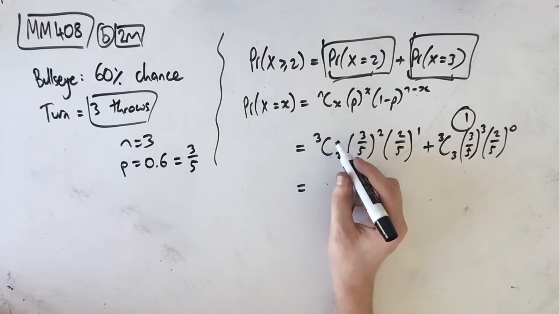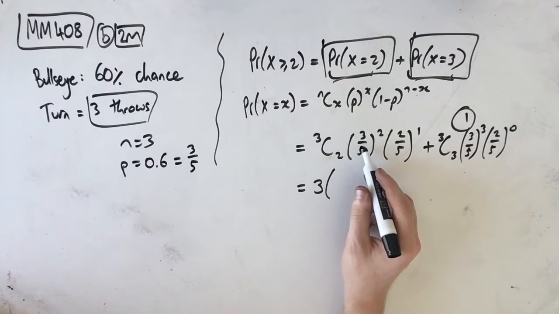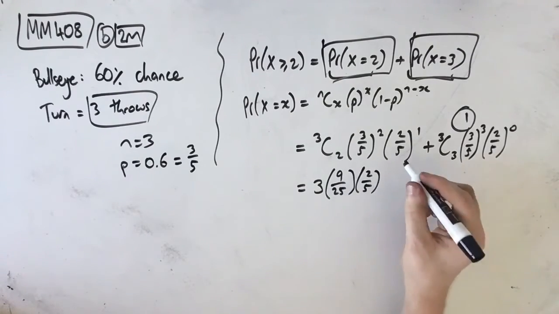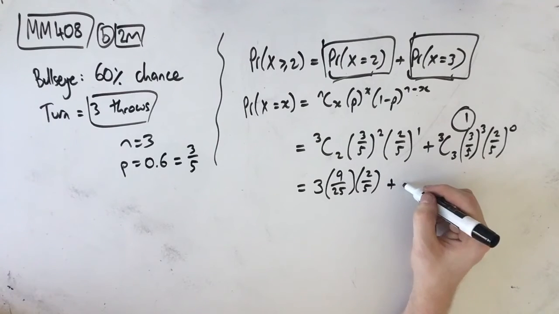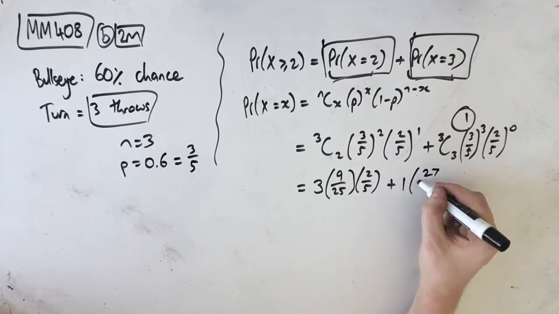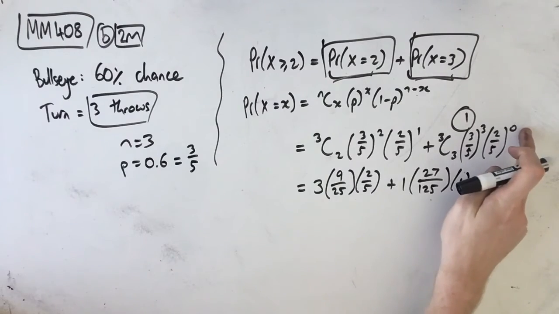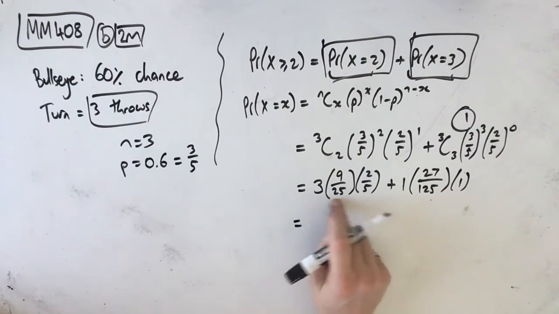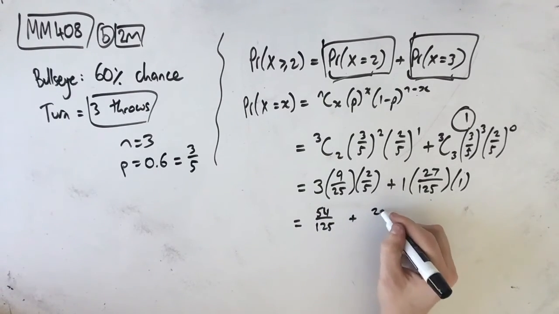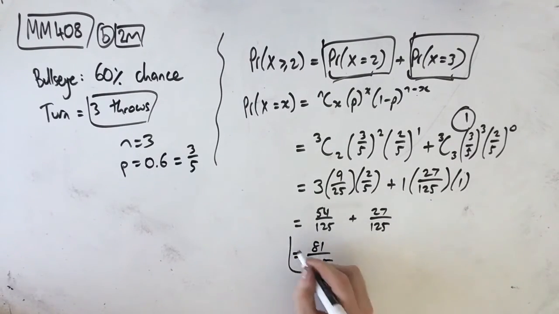What we then get: 3C2 is equal to 3, and then 3 on 5 to the power of 2 is 9 on 25, and 2 on 5 to the power of 1 is just 2 on 5, plus 3C3 is 1, 3 on 5 to the power of 3 is 27 over 125, times 1, because 2 on 5 to the power of 0 is just 1. Multiplied out, this is equal to 54 on 125 plus 27 on 125, and this is equal to 81 on 125, which is our final answer.